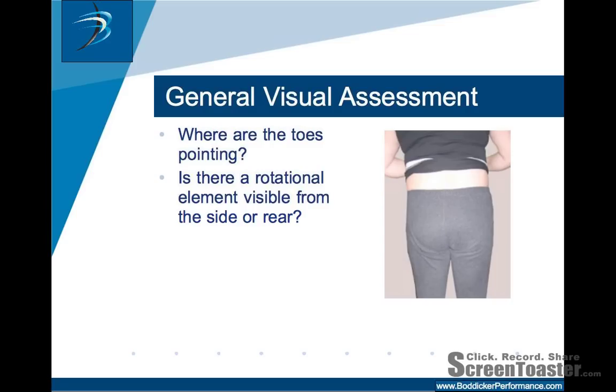So first of all, with the general visual assessment, where are the toes pointing? Are they pointing out more or less? Are they duck-toed? Also, is there a rotational element visible from the rear? We're going to see maybe is one side of that psoas hypertonic? Maybe not. Is the QL elevating the pelvis on one side? There's a possibility. Maybe if there's an anterior pelvic tilt, that there's some psoas hyperactivity going on. These are things that you can just see with your eye that you're going to have to correlate later with a functional assessment.